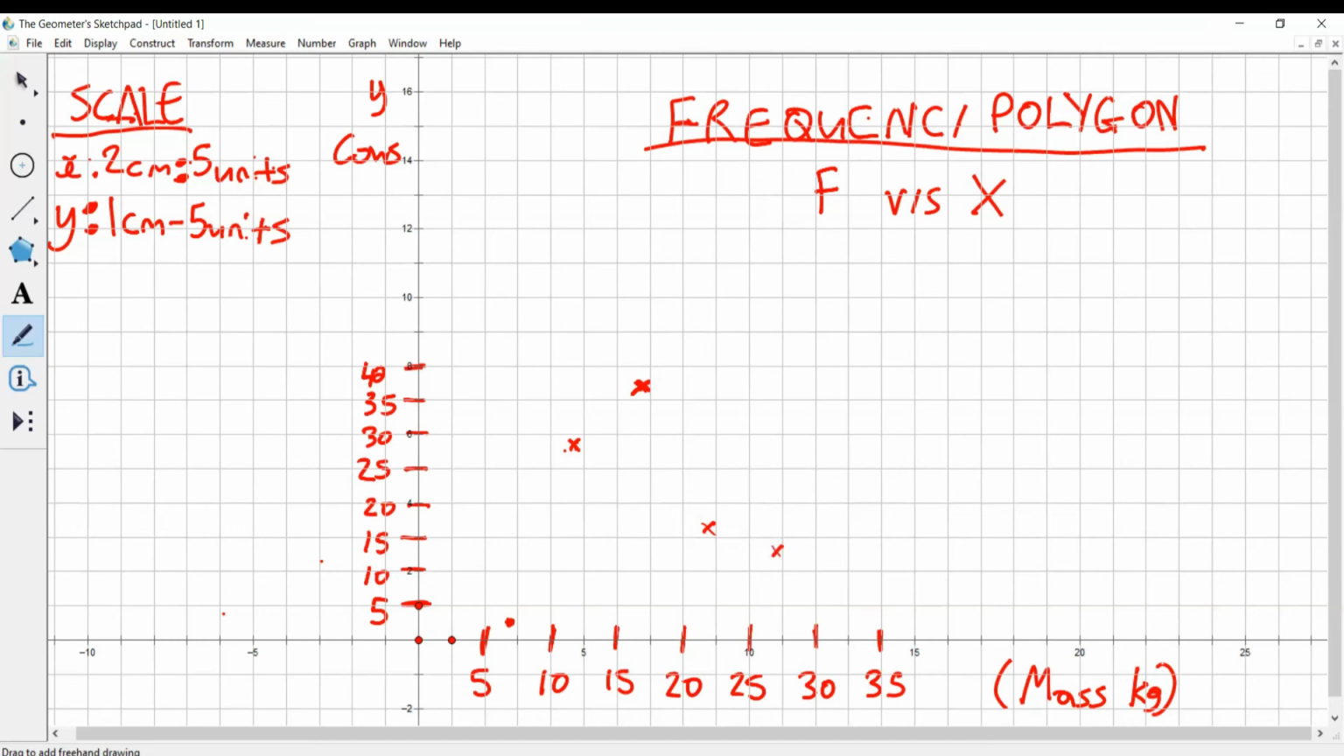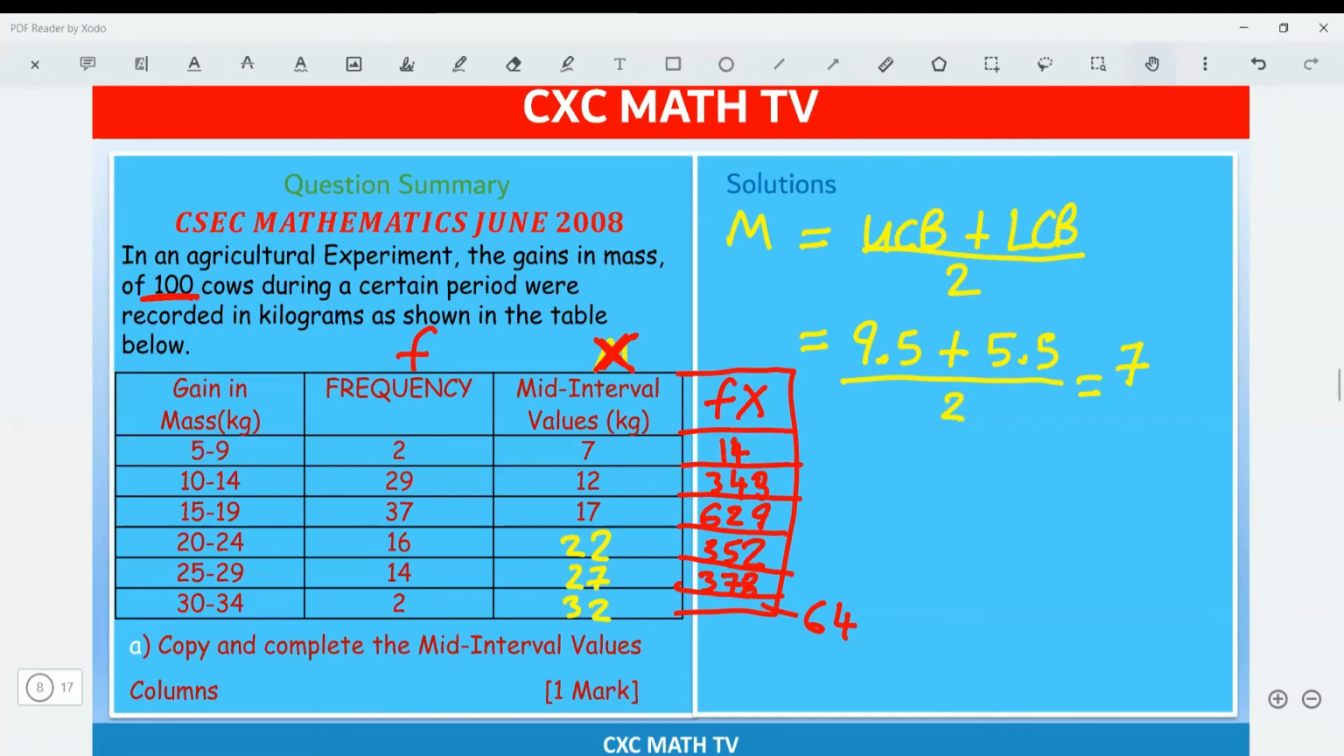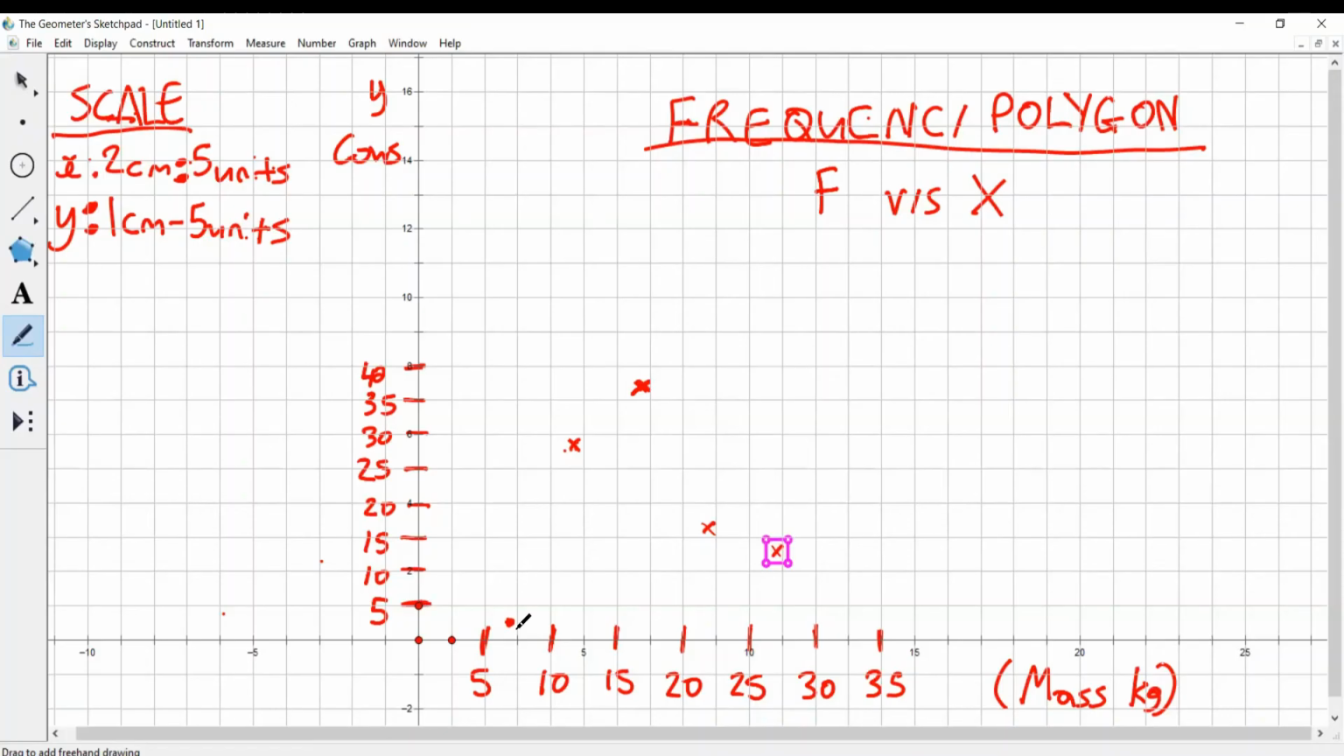All right. And then we need 2 to 32. 2 is down here again to 32. All right, and that's it.